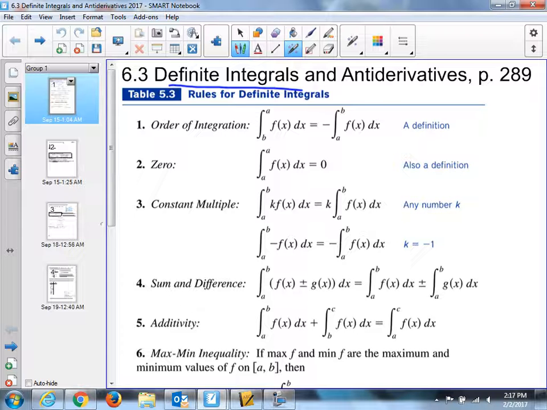Now, just some general rules. Some might be new to you, but some might be common sense-ish. You'll see what it is.